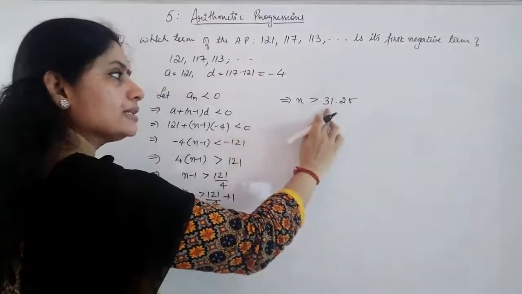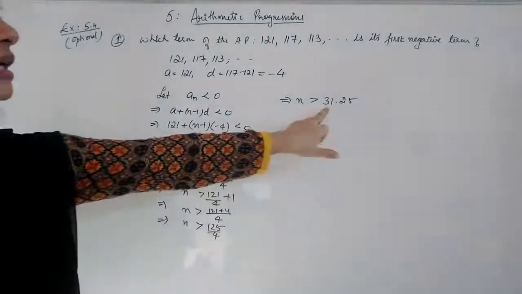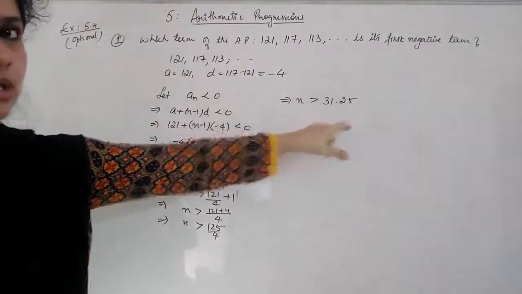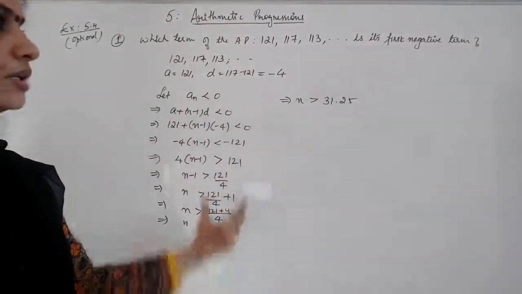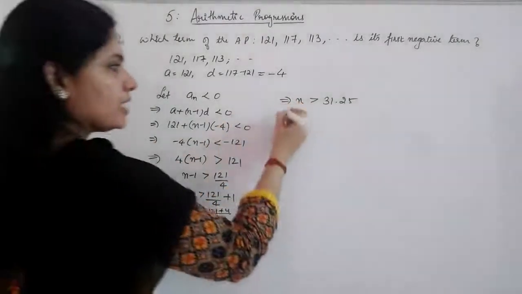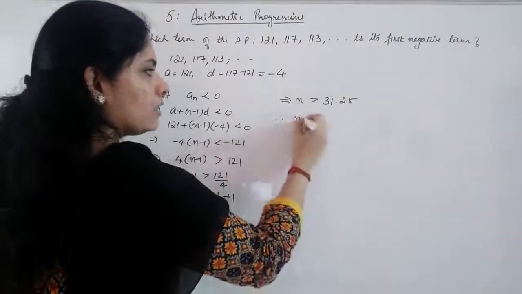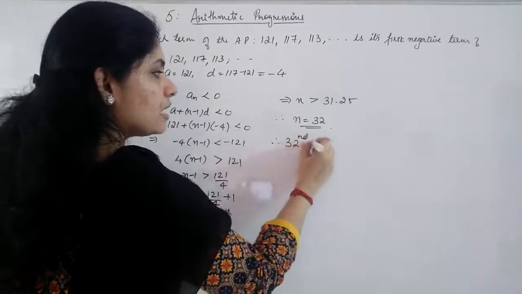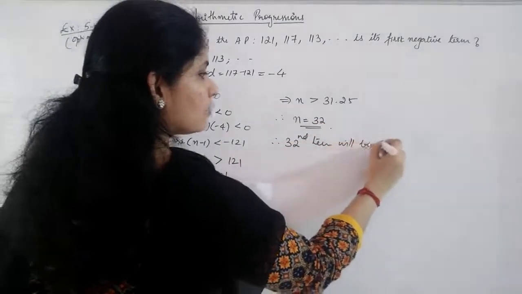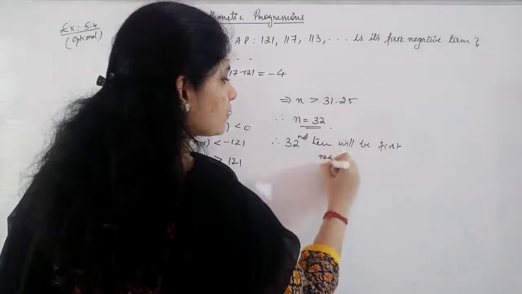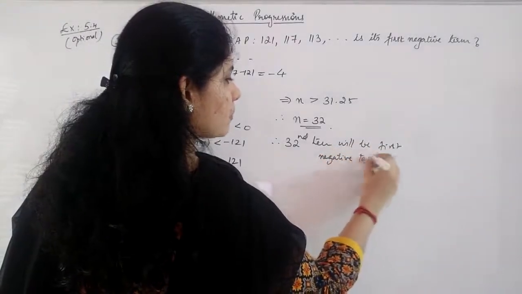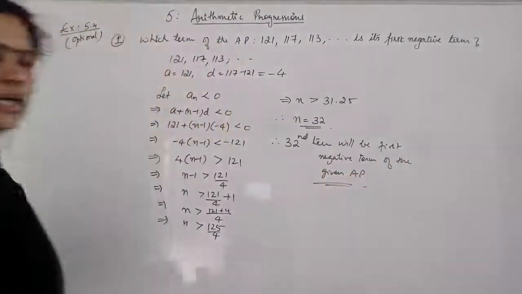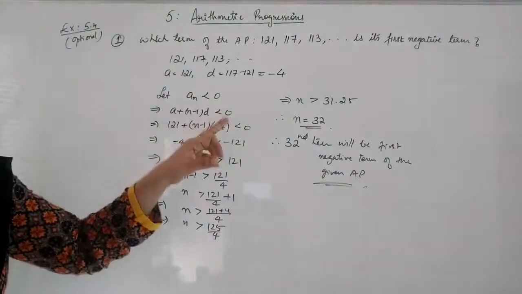Now when you are getting it like this, you have to take a whole number which is just greater than this 31 point something. So if you are getting a fraction, you should take the next whole number. Okay, that means you have to take n to be 32, or you can say the 32nd term will be the first negative term of the given AP. Understood how you have to take? If you are getting a fraction, you have to take it like this.